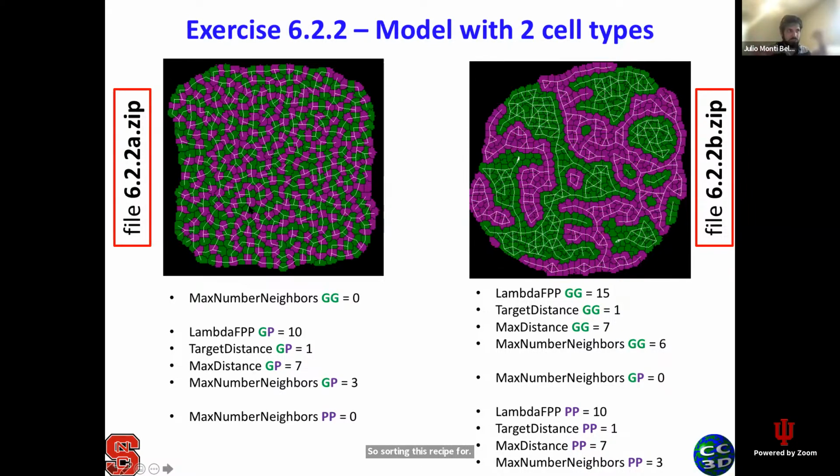Other solutions are probably also possible. You could probably make the green and purple cells connect, but have a very large target distance between them. That would be another way to do it. But these are two possible solutions, and you can download the code that implements them from these two files, 6.2.2a and 6.2.2b.